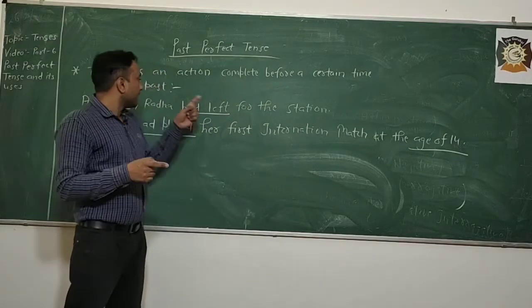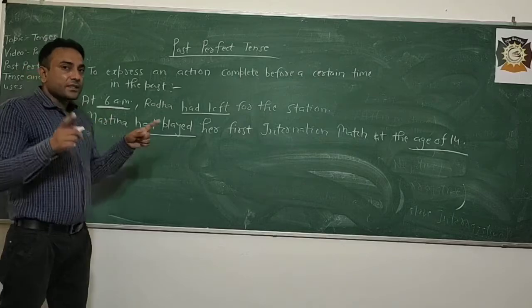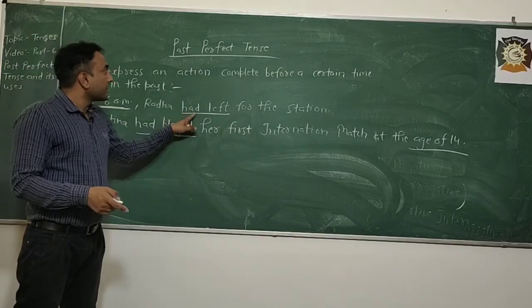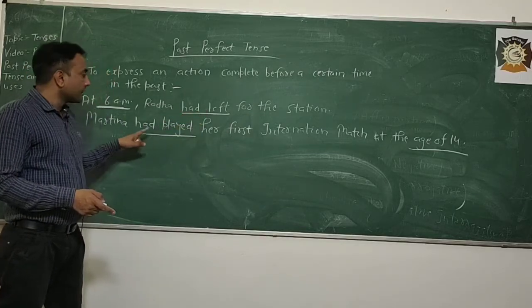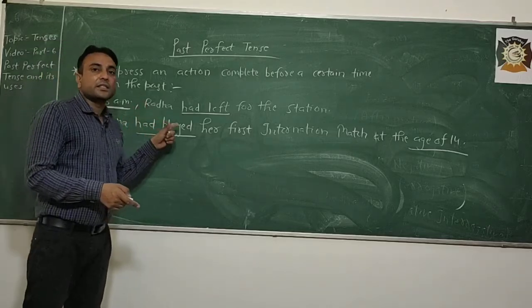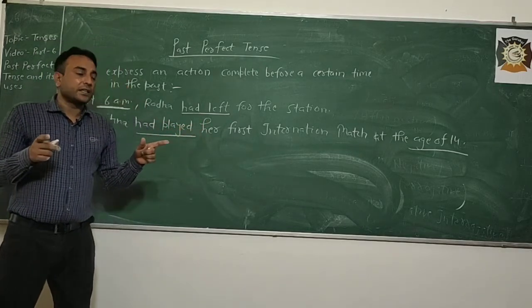A certain time is given in the first sentence, 6 a.m. A certain time is given, and the use of past perfect tense is correct in this type of sentences. I think you got it.